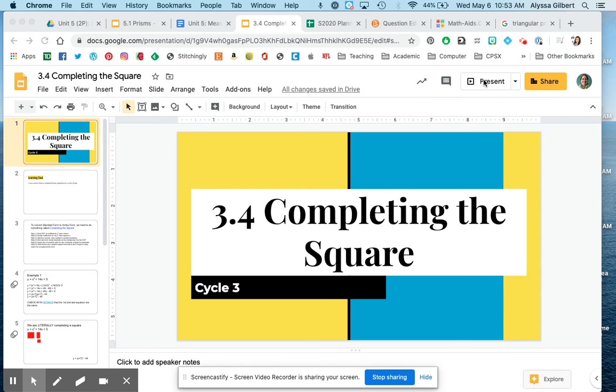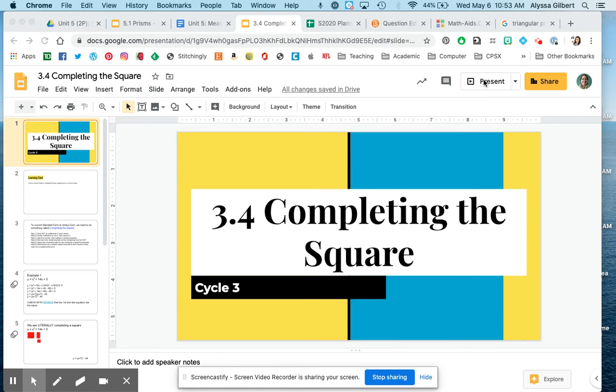All right, hello everybody. Welcome to the fourth lesson of cycle 3. Last time we went from vertex form to standard form, and this lesson we're going backwards. We're going from standard form to vertex form, and this technique is called completing the square.